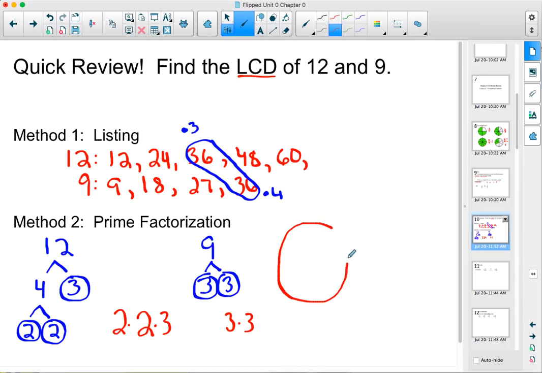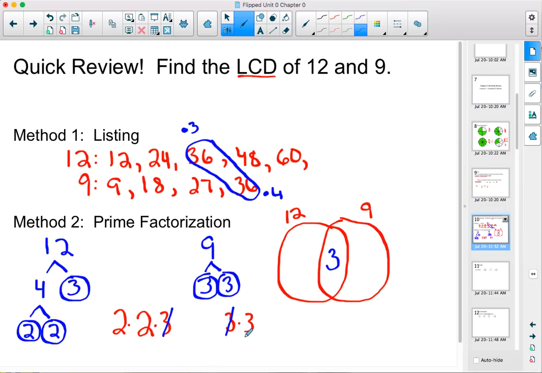Now we want to use a Venn diagram. And we're going to put our factors into this Venn diagram. I'm going to put 12 over here, 9 over here, and as you know, the common factors get put in the middle. Okay, just like any Venn diagram, what's shared goes in the middle. So let's look at my two lists here. 2, 2, 3, 3, 3. We see that we have a 3 here and a 3 here. I'm going to cross them out, and I'm going to put that shared 3 in the middle.